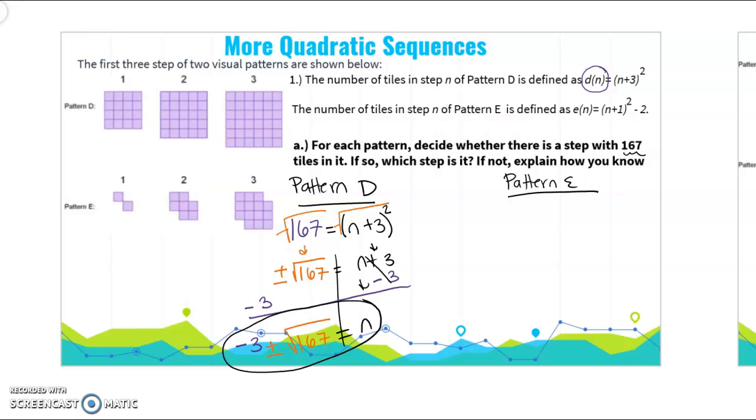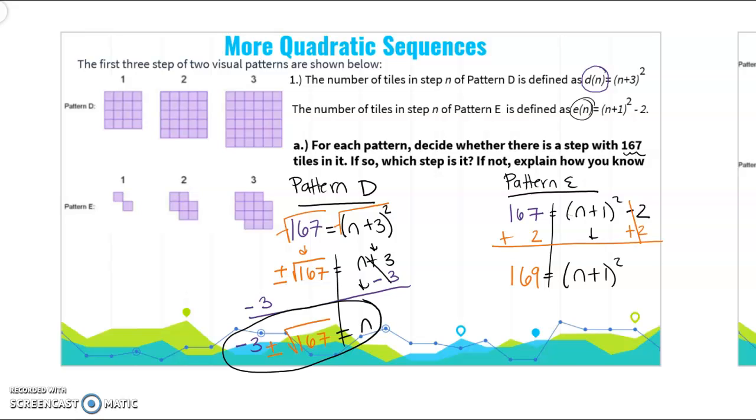But let's try it for E and see what we get. We're going to do the same thing. We're going to put 167 in for our E here, and set it equal to n plus 1 squared minus 2. The first thing I need to do is get rid of that negative 2 by adding it to both sides, because the only thing I need to square root is this n plus 1. So 167 plus 2 is going to give me 169, and I just bring everything else down.